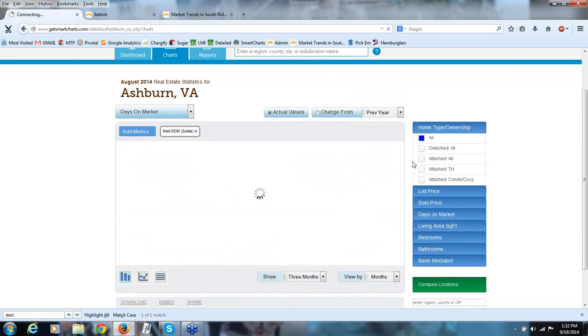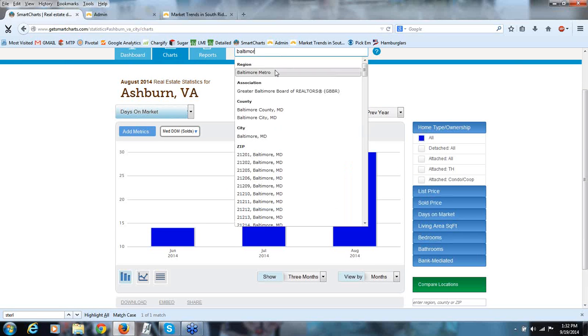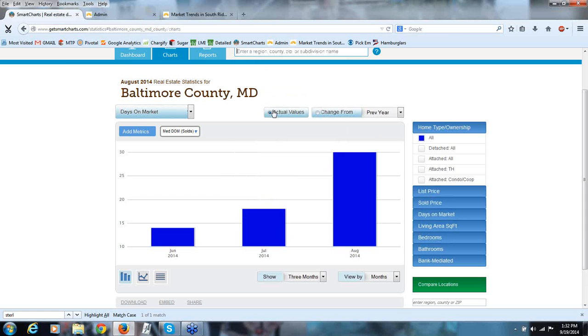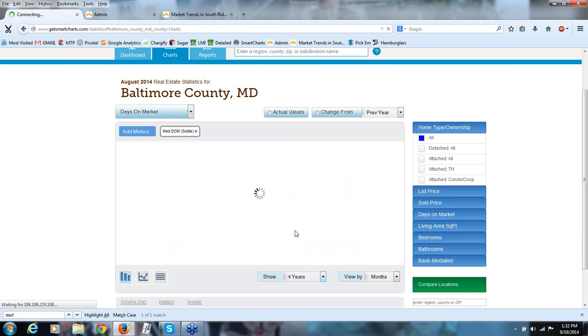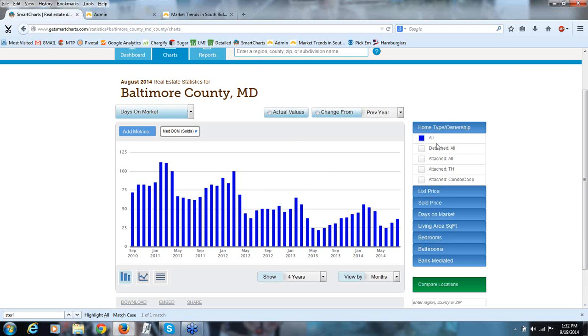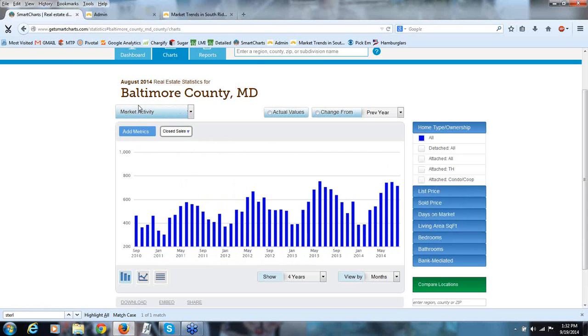I'm going to clear this out, and we'll switch over to Baltimore County, where foreclosures and short sales are having more of an impact than in Northern Virginia. So we'll switch this to look at, let's just say, 4 years worth of activity. We're still on days on market. I'm going to switch this just to look at closed sales in Baltimore County.